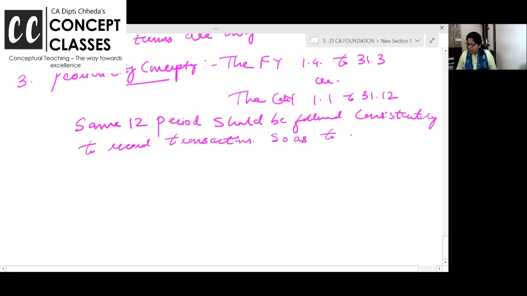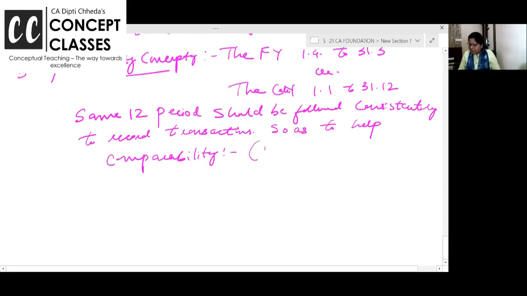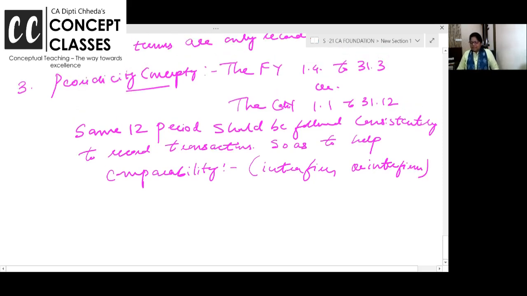so as to help comparability, both intra-firm and inter-firm. What is intra-firm? Within the firm. My year ending 2020's result I want to compare with 19, 18, 17. That is intra-firm. Or inter-firm: can I compare my result with others? Yes.